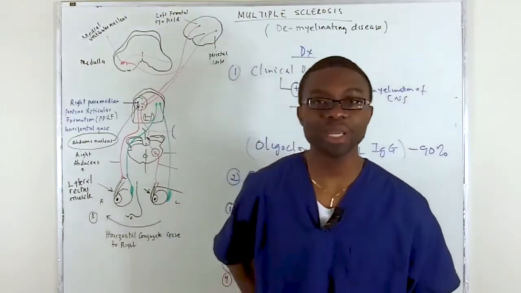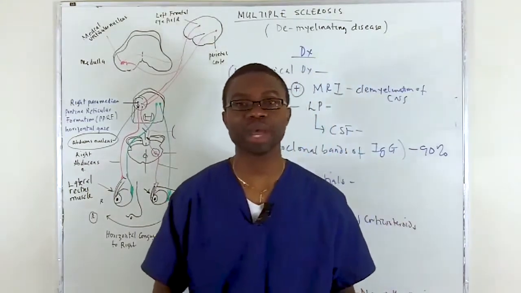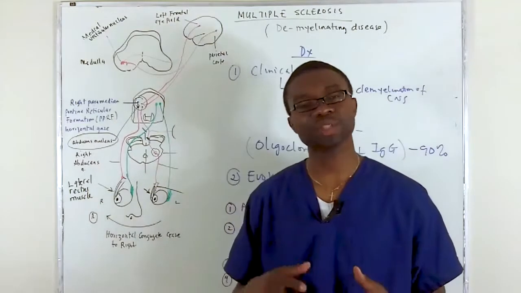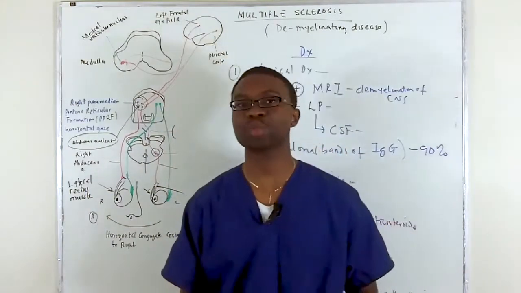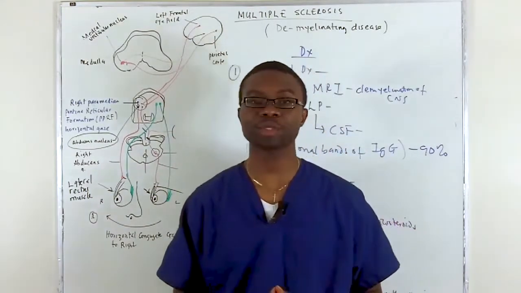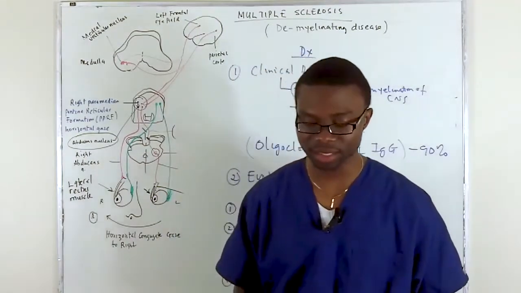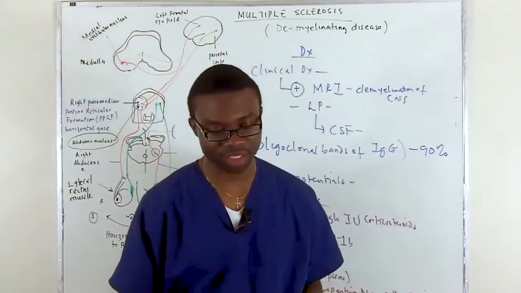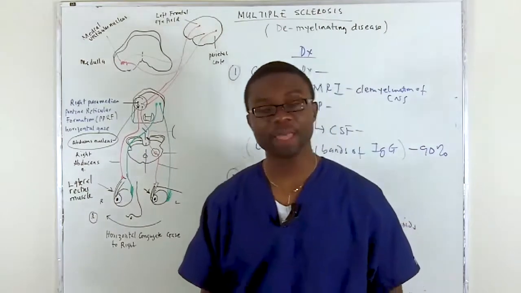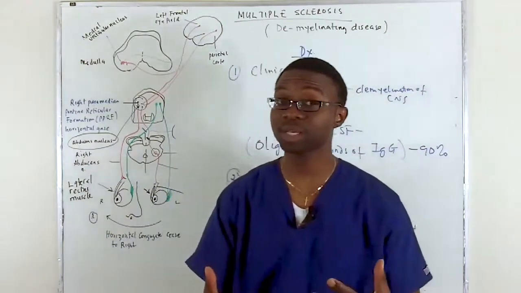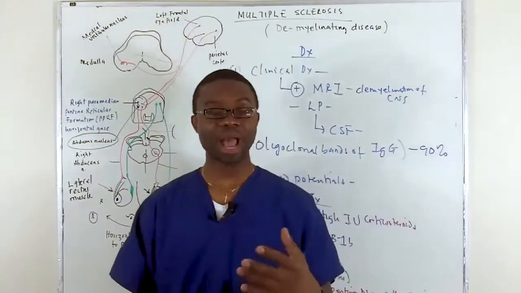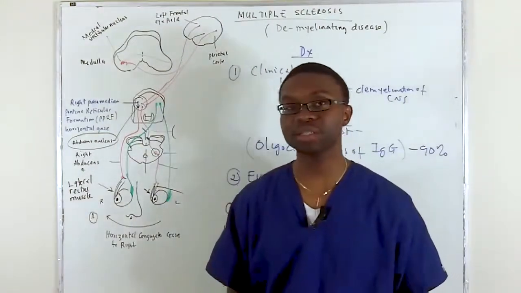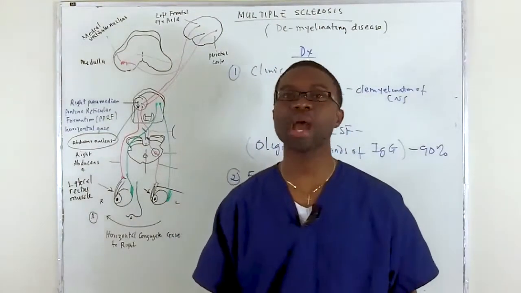And then you want to do an LP to check for the oligoclonal bands of immunoglobulin G, which are often found inside the cerebrospinal fluid. You can check for evoked potentials to look for demyelinating disease causing decreased firing of the action conduction system within the brain. And then if they have an acute exacerbation, which usually happens in patients that have relapsing and remitting disease, you want to start them on steroids right away.